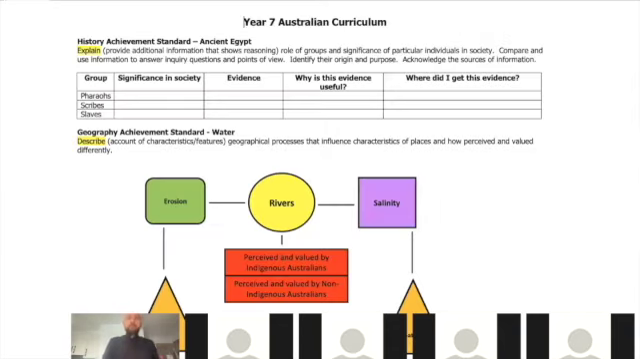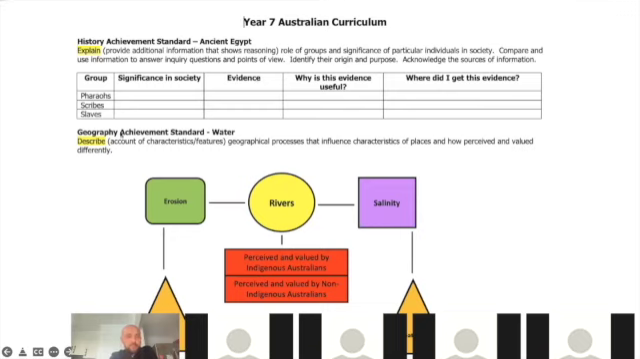If we have a look coming back to, these are from Year 7 in secondary school here in Brisbane, looking at what the Year 7 achievement standards say. So explains, provide additional information that shows reasoning, role of groups and significance of particular individuals in society, compare and use information. So we've used a table here, and the school decided they don't have to write a text because they're only assessing that achievement standard, looking at how the students can do it. So the group, pharaohs: what was their significance in society? What evidence did they use to make that decision? Why is this evidence useful, and where did I get it from?